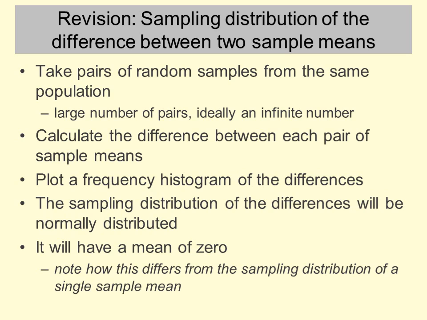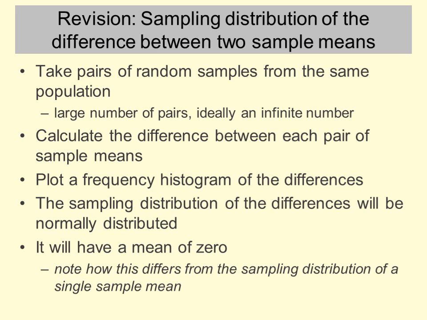The samples are in pairs. You calculate the difference between the means of the two samples in each pair, and you can use those to create a frequency histogram. And in the ideal case, you have a very large number, or an infinite number, of pairs of samples, so you get a nice smooth frequency histogram. So that frequency histogram will be normally distributed, and it will have a mean of 0.